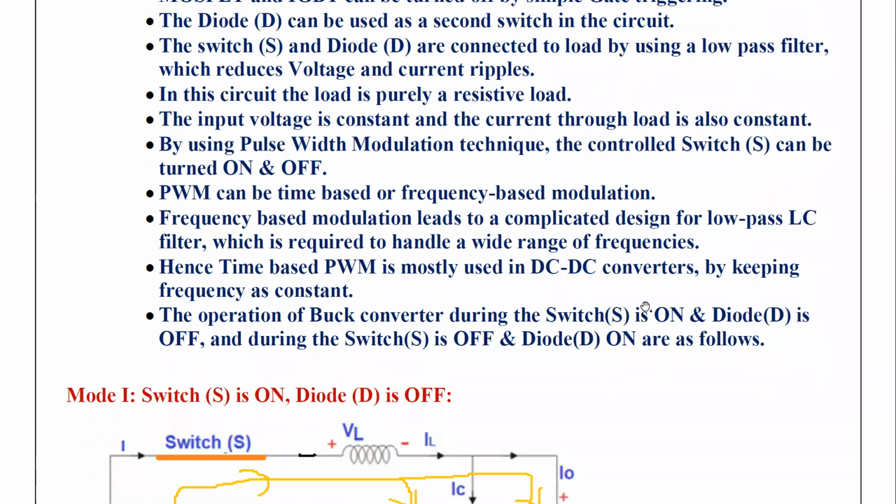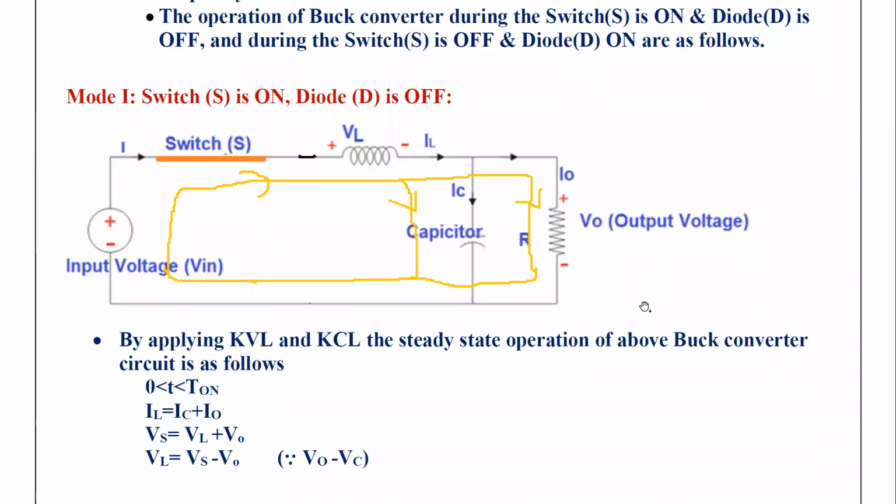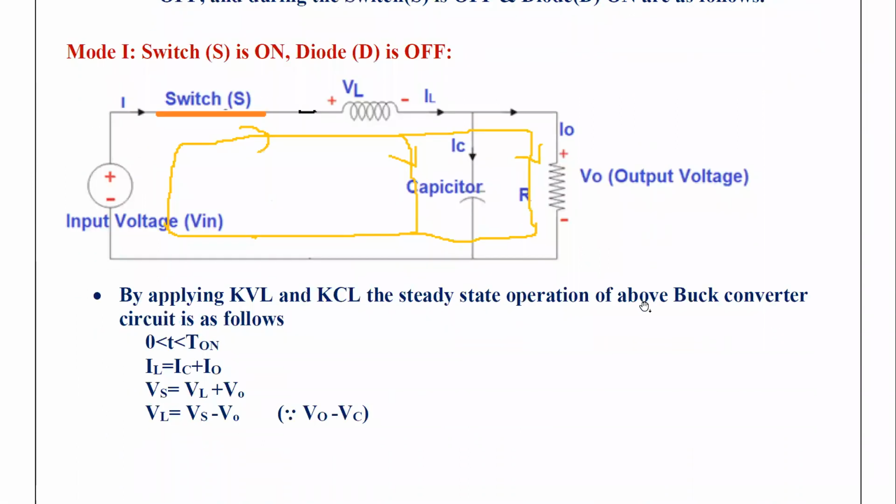There are 2 modes of operation for this buck converter. In the first mode of operation, the primary switch S is on and the diode D is off. Let us see how. When the switch is on, the input voltage is connected to the circuit, and the current flows from the negative terminal to the positive terminal as it is an active element. Therefore, current will flow from the source through the switch and the inductor, and the current will be divided here.